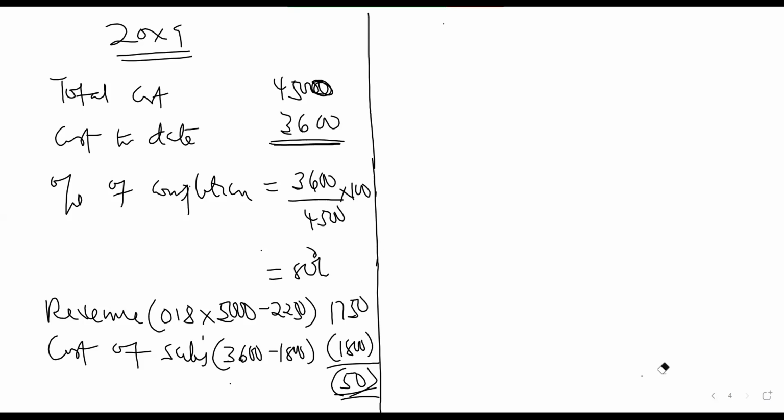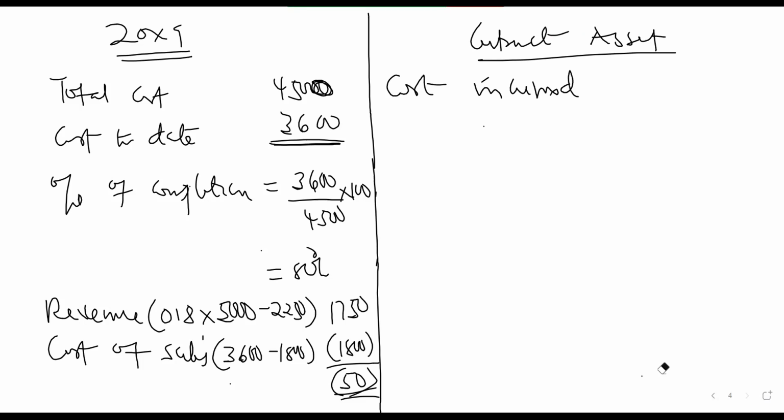Okay. Let's now calculate our contract assets. Assets will be on a cumulated basis. Okay. So let's now come here. What's supposed to be the cost incurred to date? 3,600, isn't it? Okay.